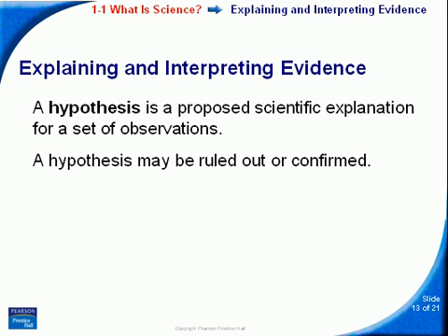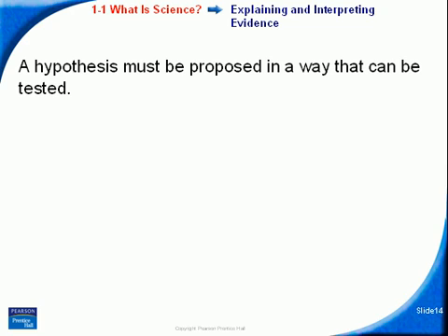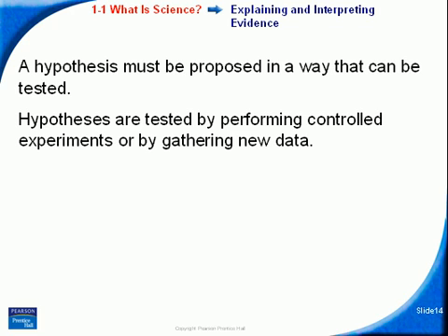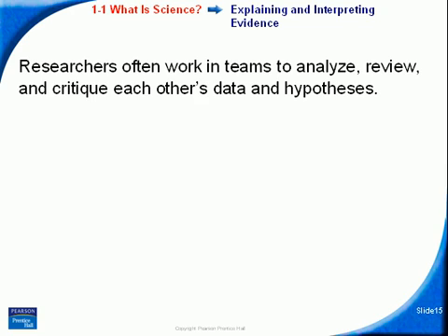Because a hypothesis is a prediction, you can then test it and rule it out or confirm it. And you have to put it in such a way that it can be tested. You can't propose a hypothesis that can't be tested. How do we test a hypothesis? Well, we'll perform a controlled experiment. There's that careful way of observing, and we can gather new data.